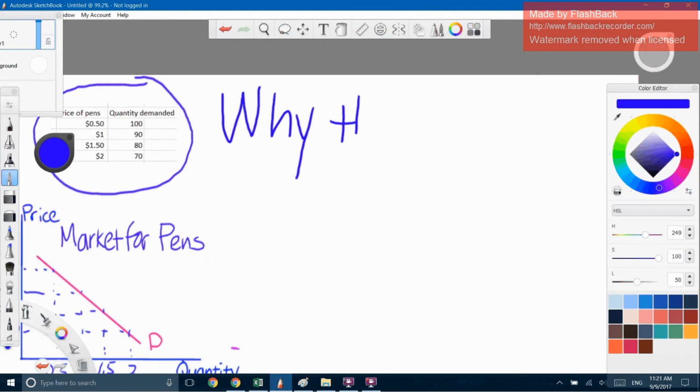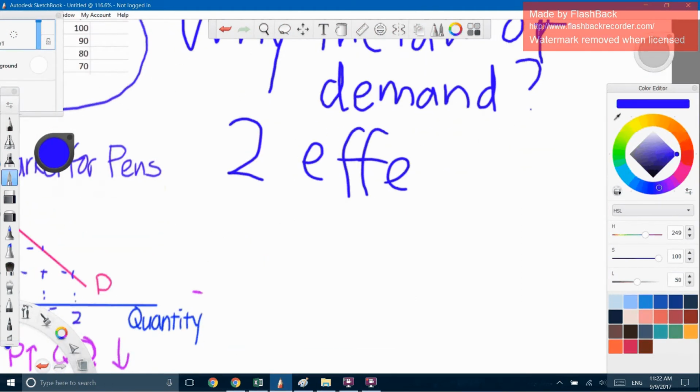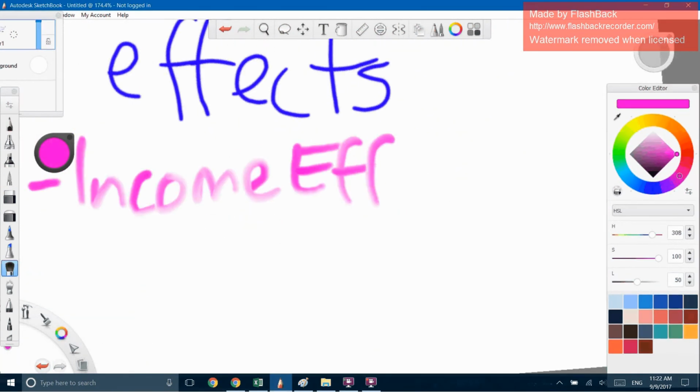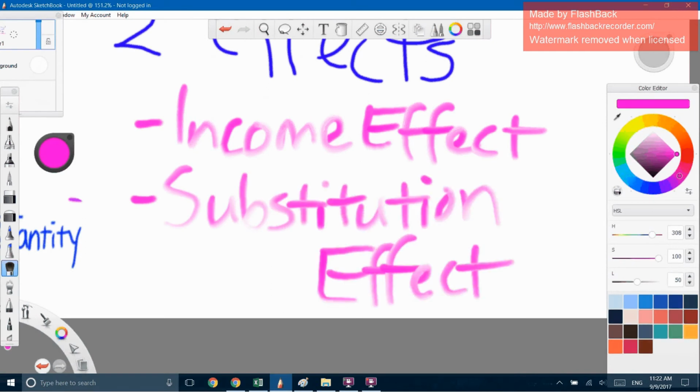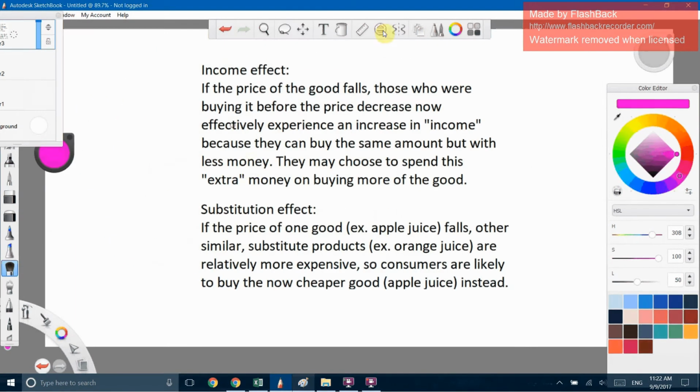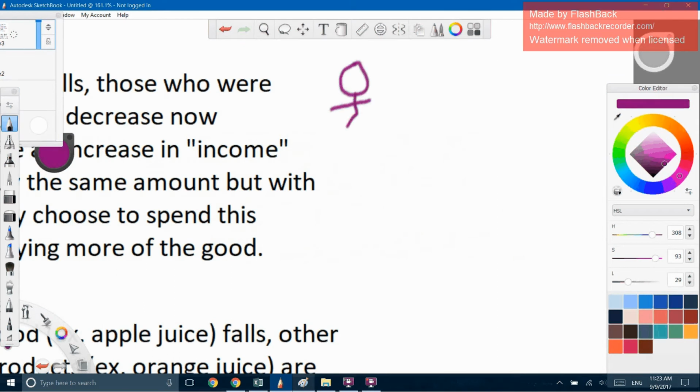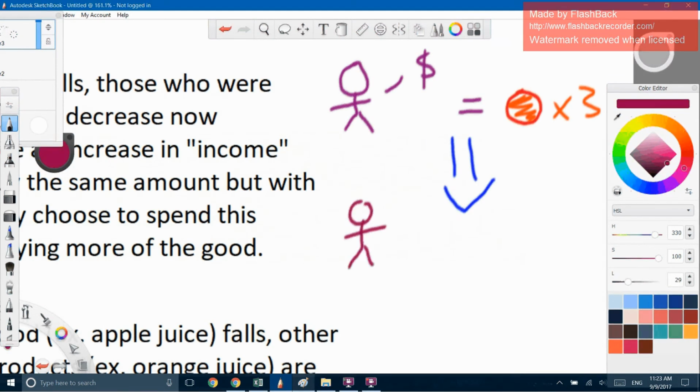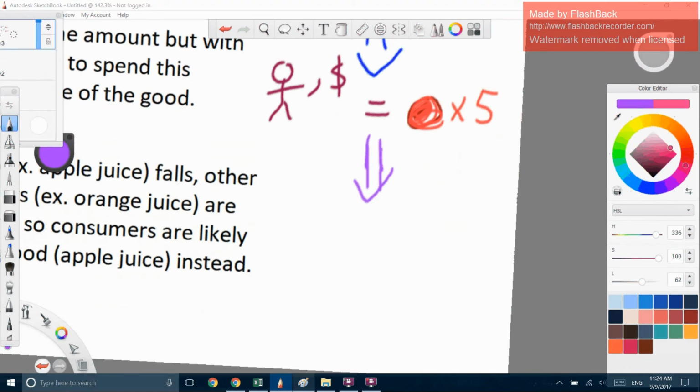So how does the law of demand actually work? There's two effects. There's the income effect and the substitution effect. So if the price of a good falls, then people who were buying it before the price decrease now effectively experience an increase in income because they can buy the same amount but with less money. For example, if you could buy 3 orange balls with a certain amount of money, but then the price decreased, so you can buy 5 orange balls with the same amount of money, then you would buy more of them.